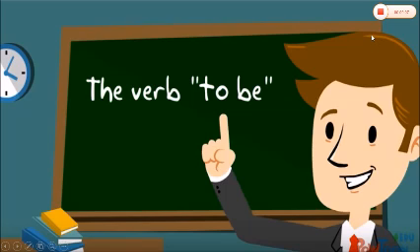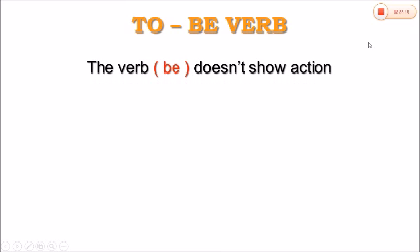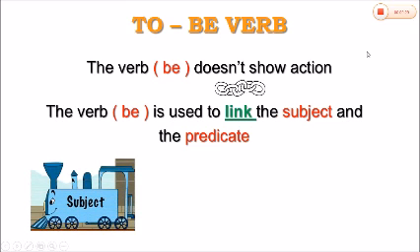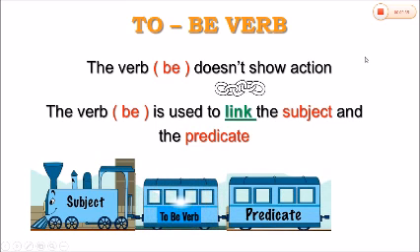We have another kind of verbs, which is the verb to be. And this is our lesson today. The verb to be is different from the action verb. How? The verb to be doesn't show action. It is not like the action verb. But it's used to link the subject and the predicate. Look here. We have the subject and the predicate. How can we link them? We use the to be verb to link them.